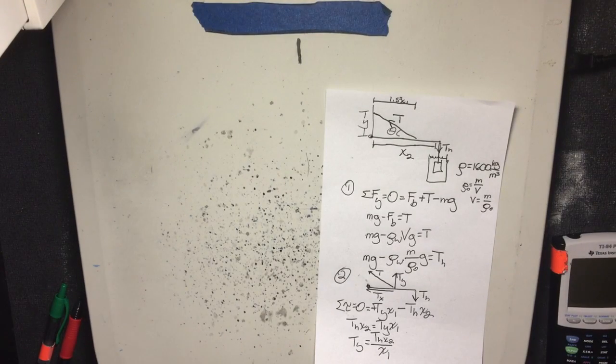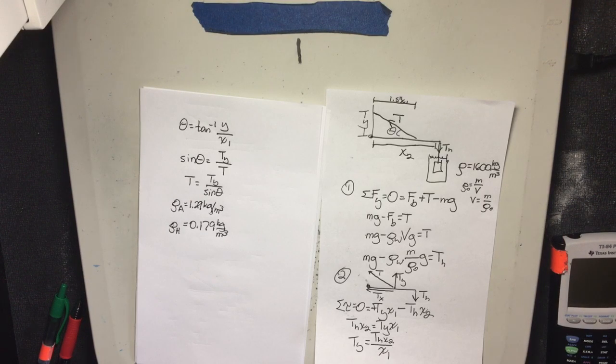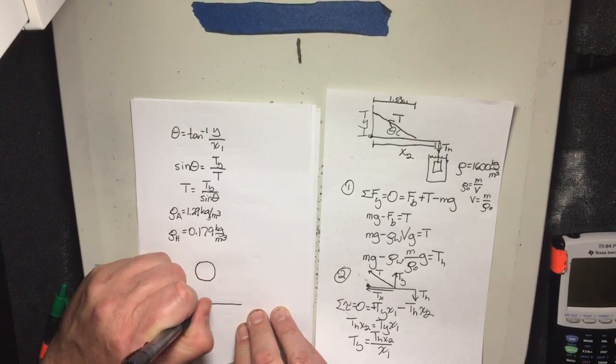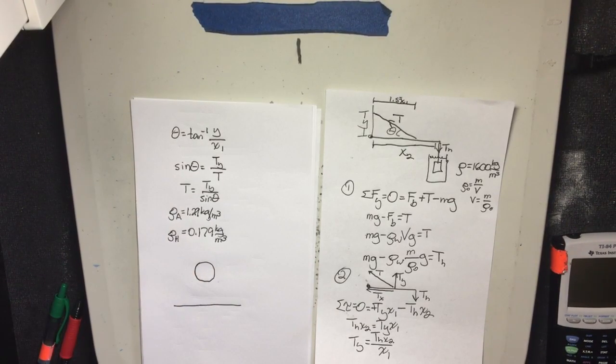Air is 1.29 kilograms per cubic meter. The density of helium is 0.179 kilograms per cubic meter. I have a balloon. It's floating around in air, and actually it's just sitting there. No strings are tied to it, nothing.